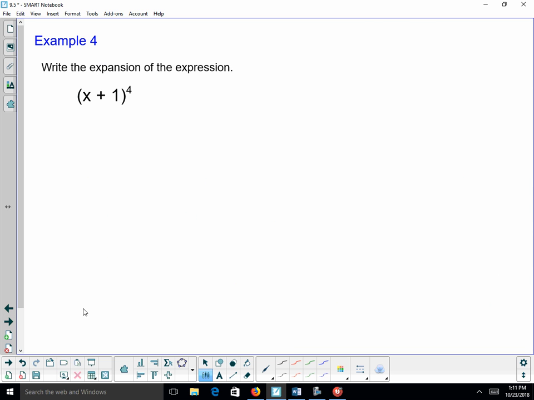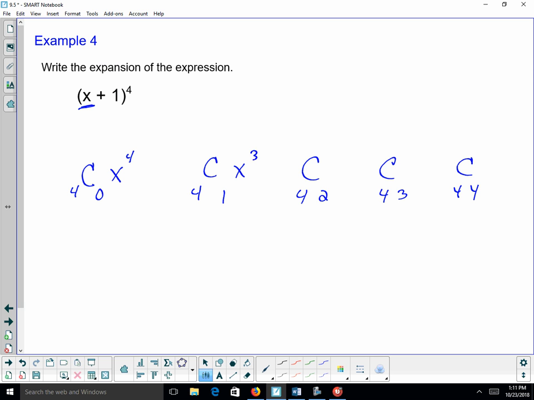Now let's start a baby one. I want to write the expansion of the expression x plus 1 raised to the 4th power. So my coefficients are going to be that 4th row of Pascal's triangle. I can either write combination 4 choose 0 for my first coefficient, combination 4 choose 1, combination 4 choose 2, and I didn't leave myself much room. Then I'm going to take the first term, which is x, and the x will be raised to the fourth power. Then the x will be raised to the third power.